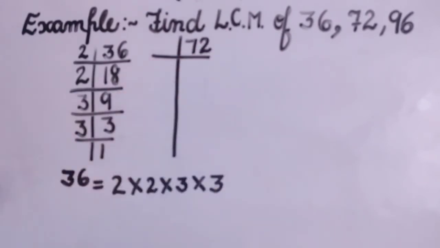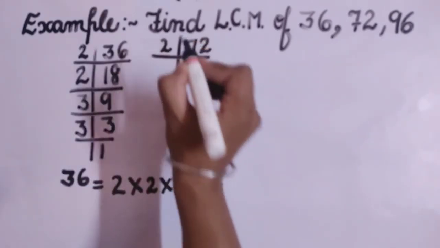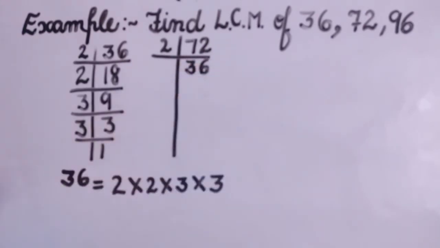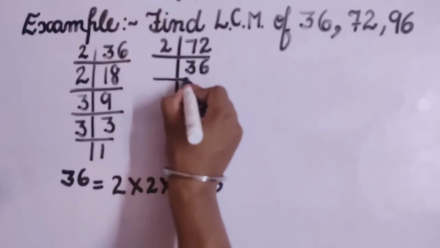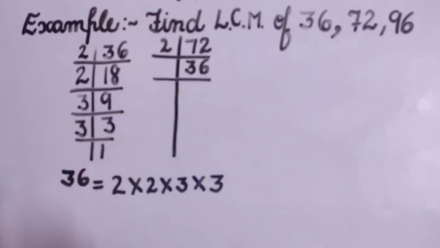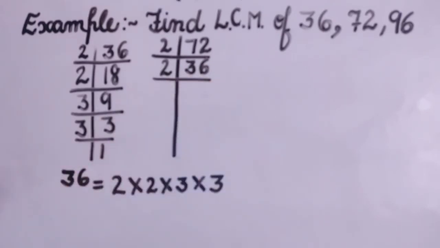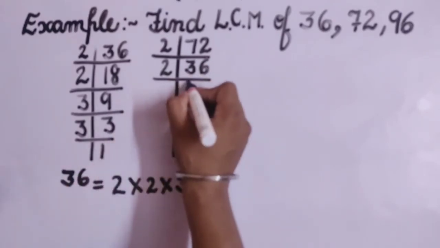Same process we will follow. Let's try to divide 72 with the smallest prime number, that is 2. Answer will be, students, 36. Now once again try to divide 36 by the smallest prime number, that is 2. When we divide 36 by 2, we will get 18.